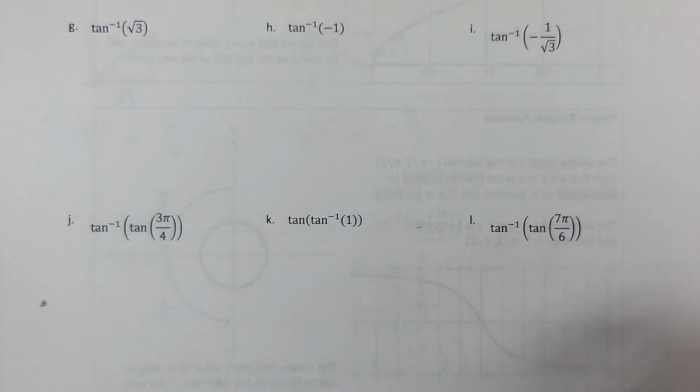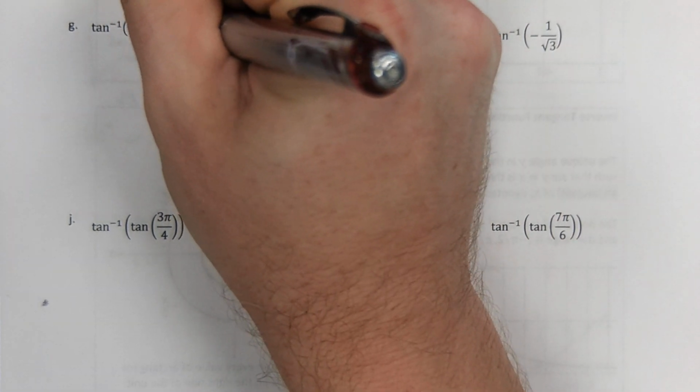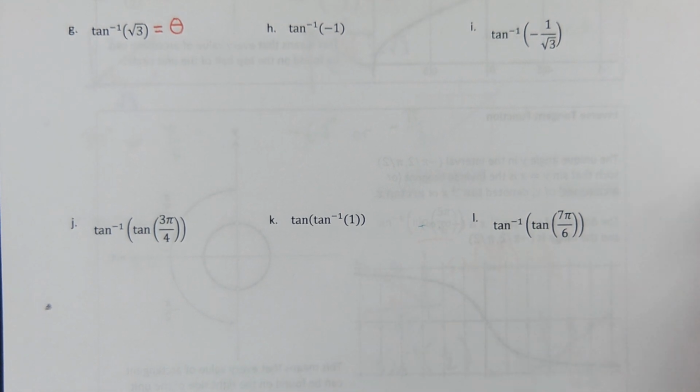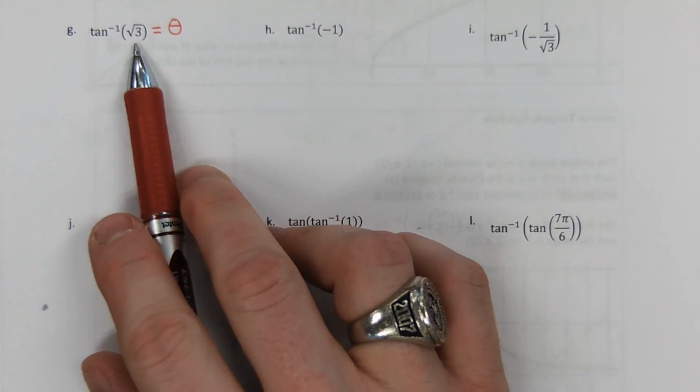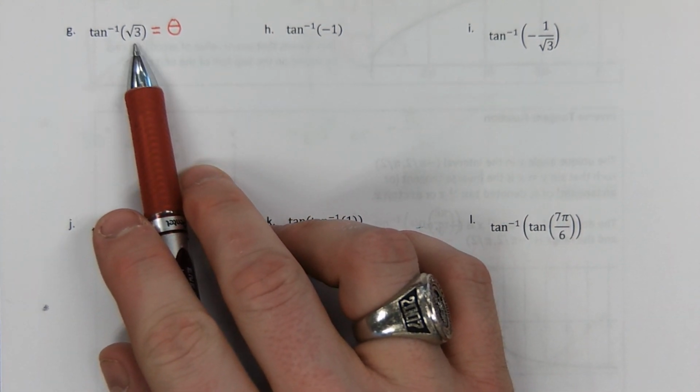How about some tangent inverse? This says there is an angle such that tangent of that angle gets me root 3. But the result of tangent is supposed to be a fraction. The input then needs to be a fraction. What's the rest of this fraction? Over 1.